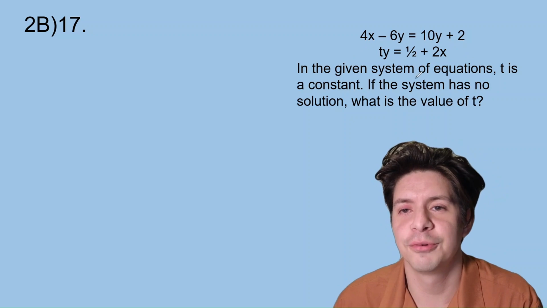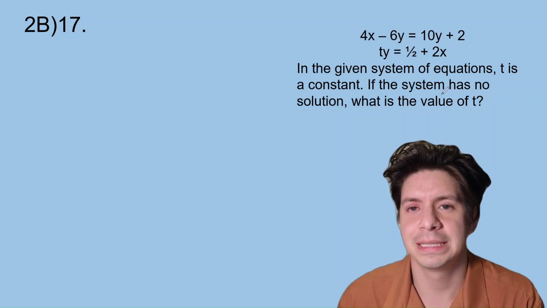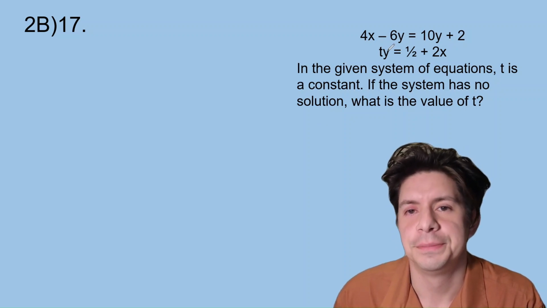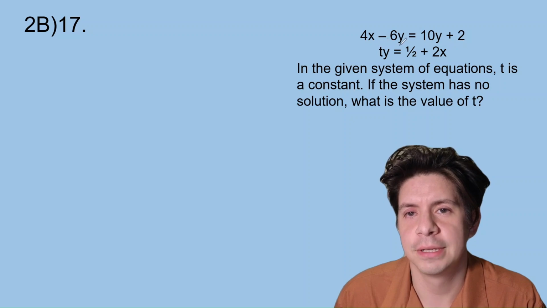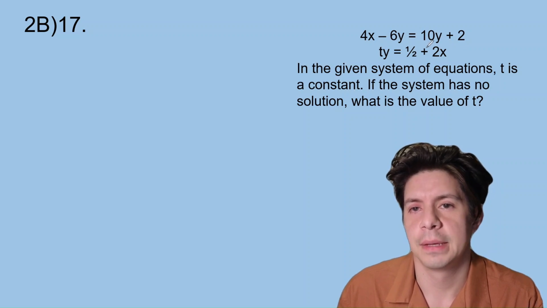In the given system of equations, t is a constant. If the system has no solution, what is the value of t? Okay, great. So 4x minus 6y equals 10y plus 2, and ty equals 1 half plus 2x.